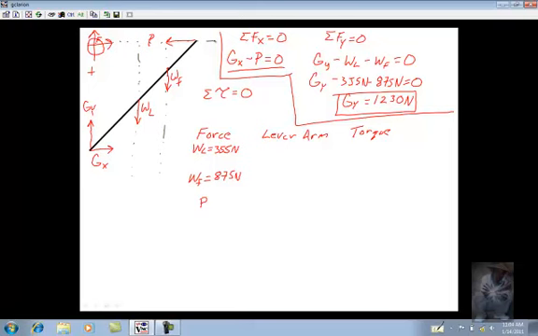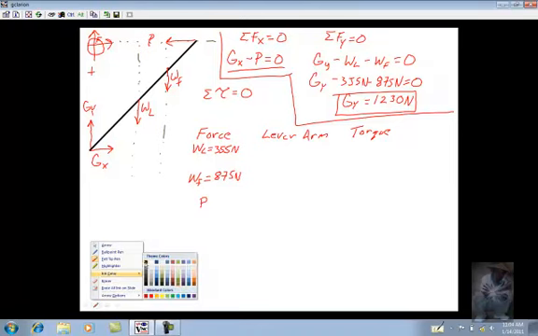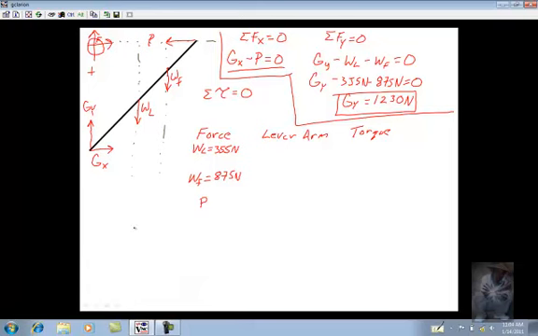Now I'm going to find the lever arm. But before we go on, let me talk real quickly about the axis of rotation. I kind of skipped this, which is actually an important thing. I'm going to make the axis of rotation right there at the bottom left. Any idea why I decided to make that the axis of rotation?